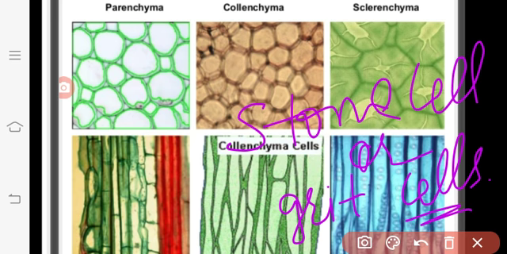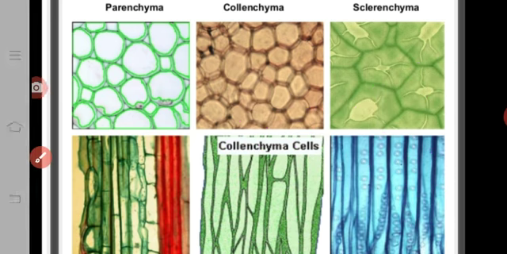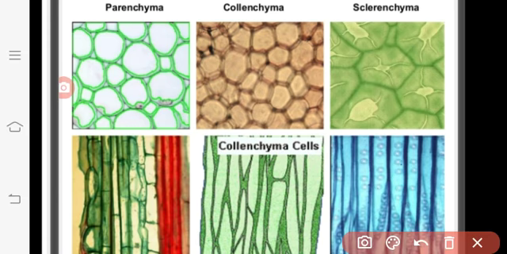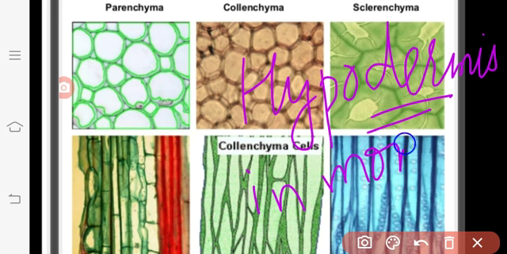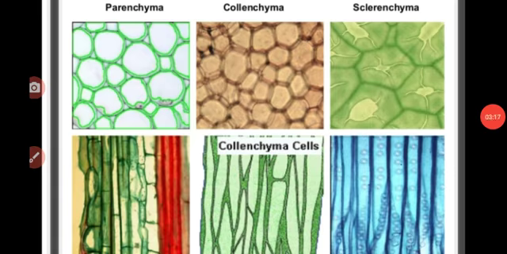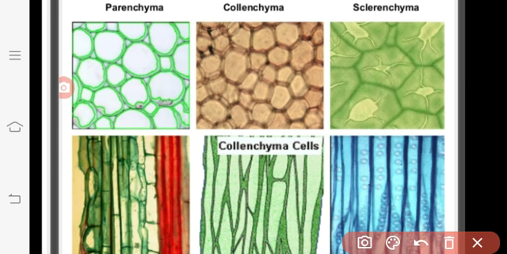Now what is the location of sclerenchyma? Sclerenchyma tissue occurs in the hypodermis of monocot stems around the vascular bundles. Also in the hard covering of seeds and nuts, and the husk of coconut. So these are the locations of sclerenchyma tissue. Now what are the functions of sclerenchyma?